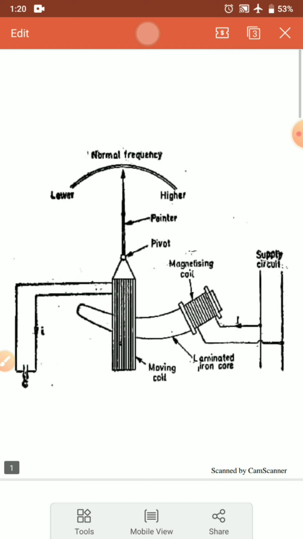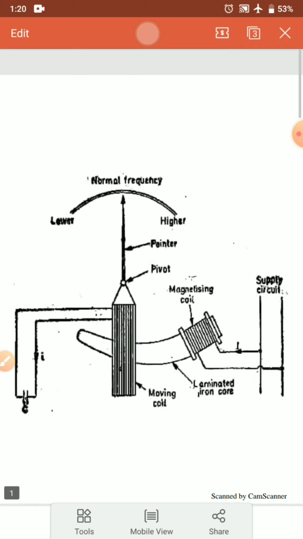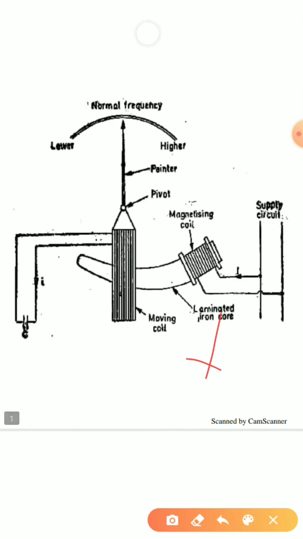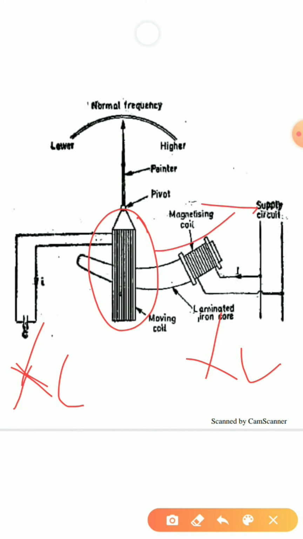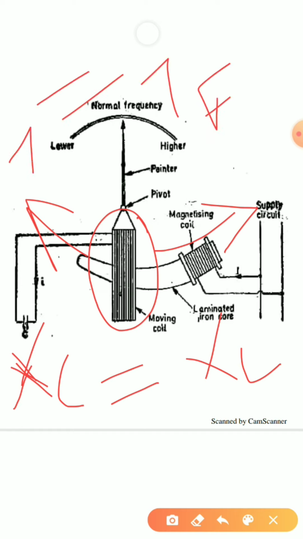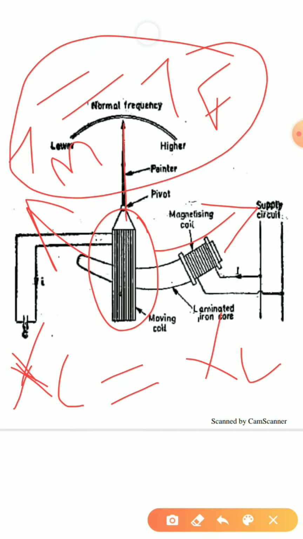That is, for example, if this is the value of XL and this is the value of XC, and at any point they do not match, this movable coil will move to one side or the other to achieve a condition where XC is equal to XL. So there will be two torques produced: torque due to the fixed coil and torque due to the movable coil. When these two torques are equal, only then will my pointer show the frequency.